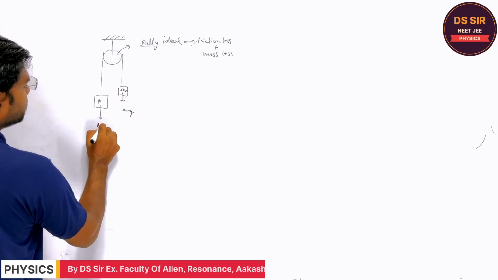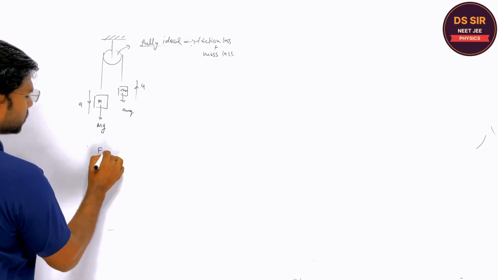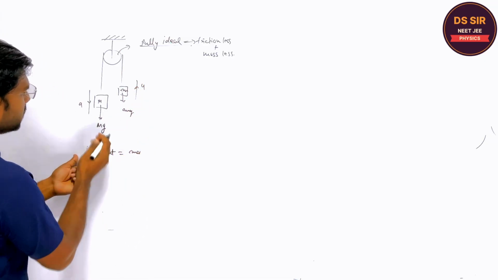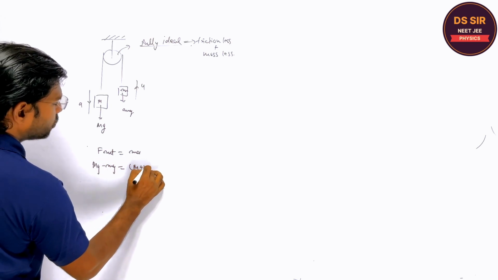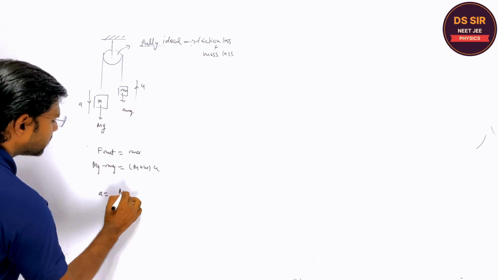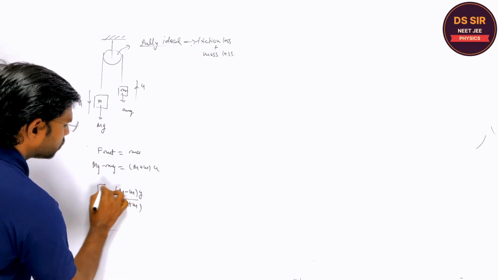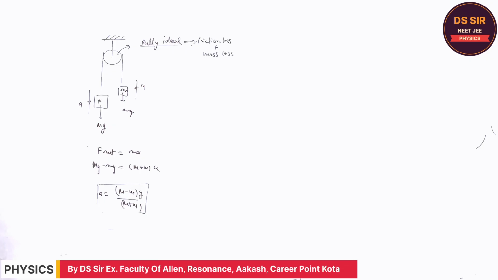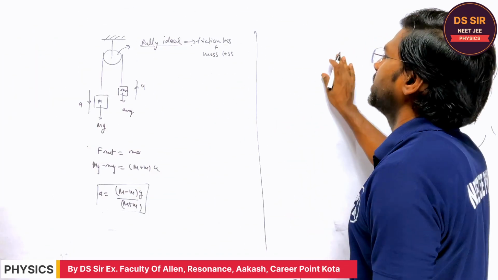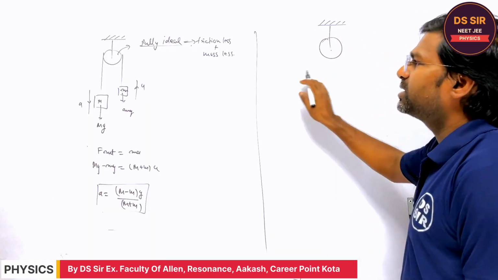So in that case, what we have done: this is the capital Mg, and this is the small mg. What is the net force equal to? ma. The net force is capital Mg minus small mg, and the total mass is M plus m, into a. So in that case, the acceleration we found was (M minus m) over (M plus m), into g. Did you remember or not? You tell me.